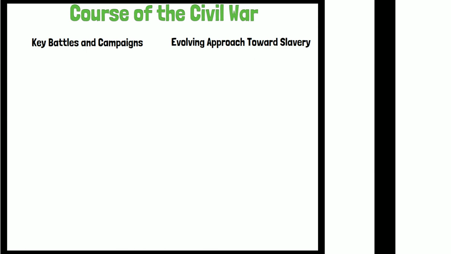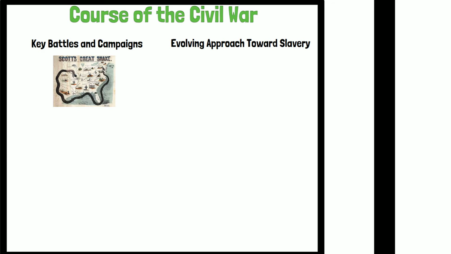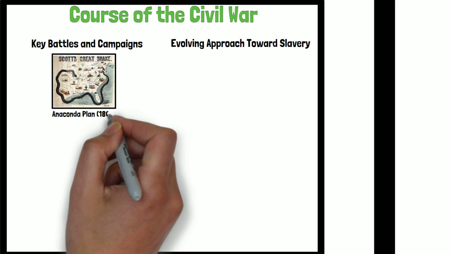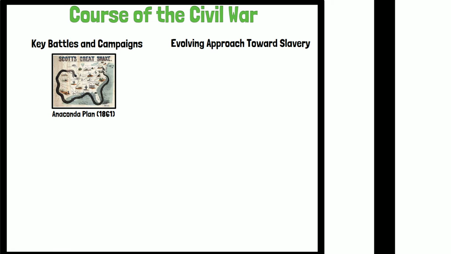Okay, let's talk about the key battles and evolving policies now that the Civil War had officially begun. At the start of the war, the outcome was unclear. While the North had a sizable advantage in resources and population, the South needed only to avoid defeat. They had no urgency to invade the North. The Union enacted a naval blockade around the South, which is known as the Anaconda Plan, in an attempt to prevent the Confederacy from importing supplies.